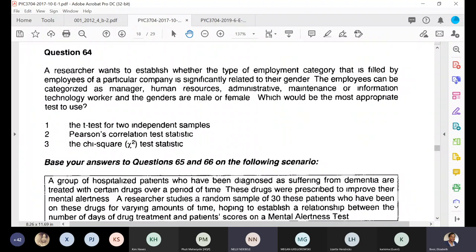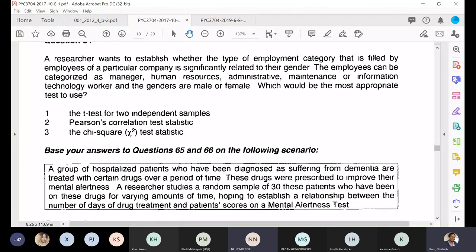A researcher wants to establish whether the type of employment category is filled by employees of a particular gender. So here we're looking at the relationship between employment category and gender. The employees can be categorized as manager, human resources, administrative, maintenance, information technology, and the genders are male and female. The chi-square test. That will be the chi-square test because we are testing two categorical variables.